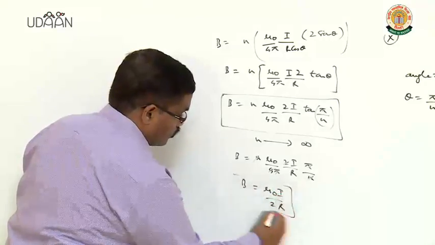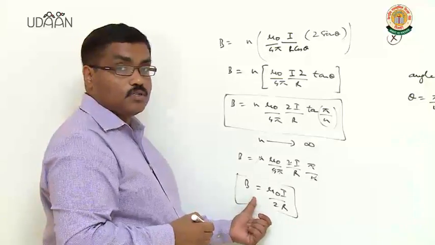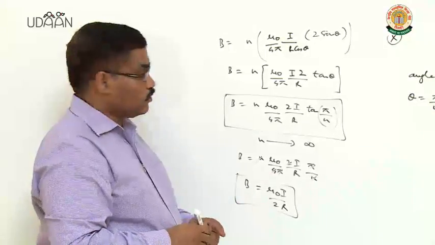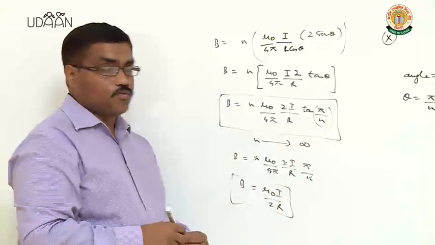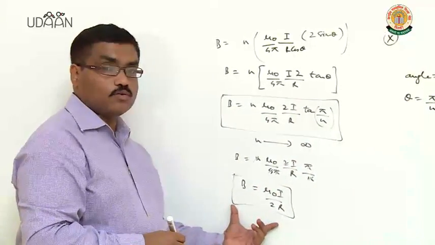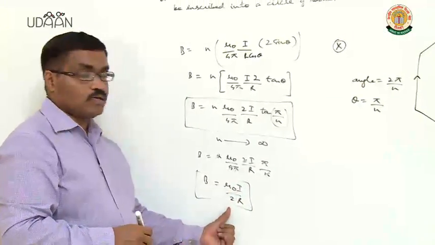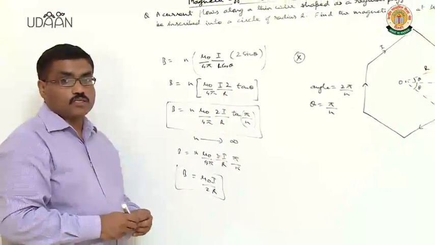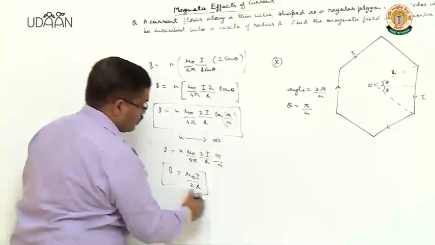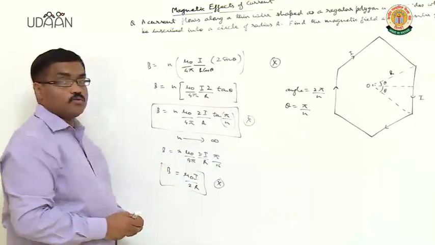Now if you remember, this is the field produced at the center of a circular loop. In other words, if n tends to infinity for a regular polygon, you will get a circular loop whose field at the center can be given as mu naught I by 2r. And since the current is flowing in the clockwise direction, your field will be acting inward. So this will be the net field.